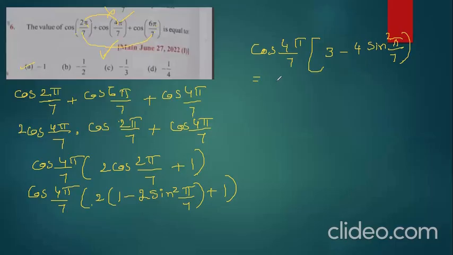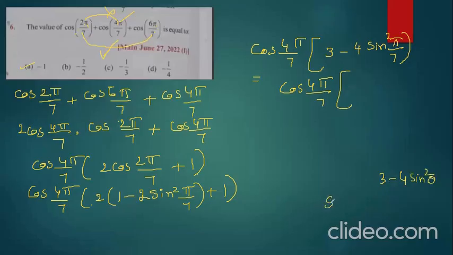So cos 4 pi by 7 into, what can I write this? Come on, let us observe this. Cos 4 pi by 7, I'm keeping as it is. You observe this one, this pattern. 3 minus 4 sine square theta. You see? 3 minus 4 sine square theta. Anything like this?